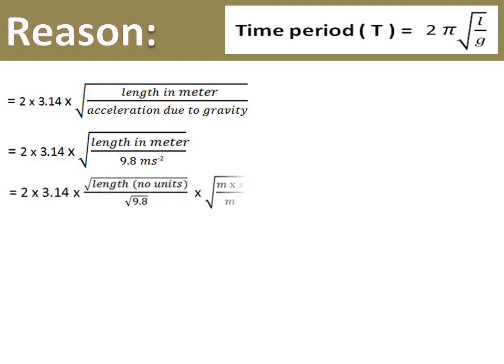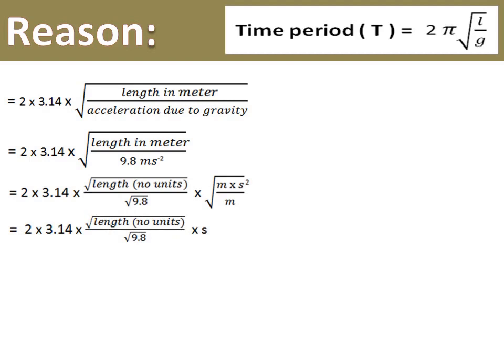In this step, the magnitude of length is taken separately and root of 9.8 is separate, and the units have been taken as a separate part of the root. So meter and meter get cancelled. Second square when taken as root will transform into second. So we will get the next step such as this.